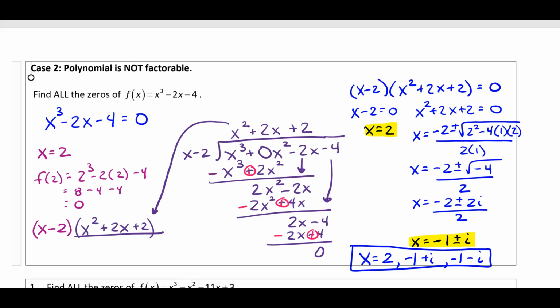And checking graphically, we could see that only (2, 0) was on the axis. Okay, so this is what we do when it's not factorable. It's a little more work, but it can still be done.